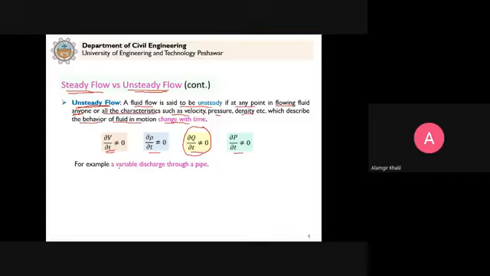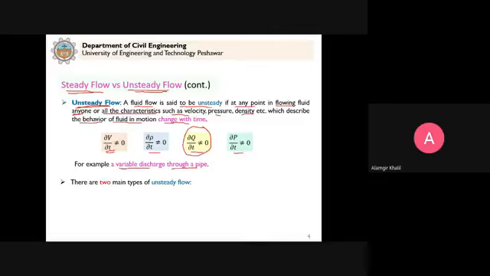Okay, so now the unsteady flow, where the characteristics are changing with respect to time. A simple example can be a variable discharge through a pipe. If, for example, the flow occurs in a pipe, and let's say at 8 a.m. the discharge is 10 cubic meter per second, and then after 1 hour you again calculate the discharge and it is 15 cubic meter per second. After another hour, the discharge becomes 5 cubic meter per second. So it means that the discharge is changing with respect to time. That is an example of an unsteady flow problem.